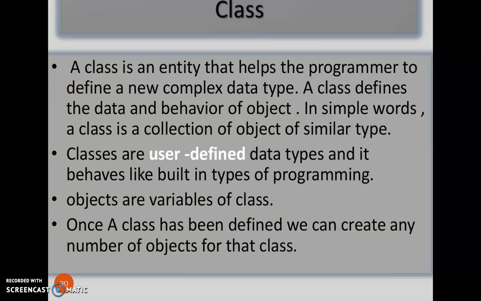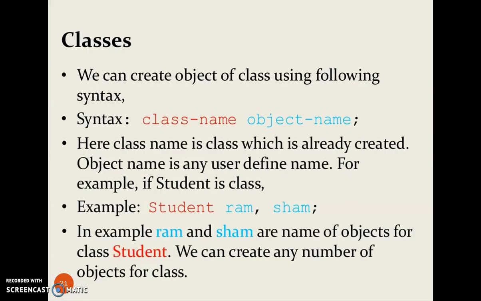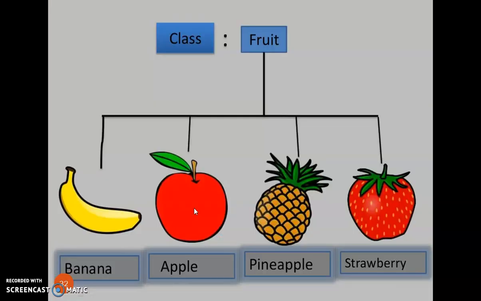The same thing is depicted here. You can create an object using the following syntax: class name followed by the object name. For example, you can have the class name Student and the object names Ram and Sham. Here Ram and Sham are the two objects created for the class Student. Another example: banana, apple, pineapple, strawberry. All these are characterized under the one class Fruit. Each fruit has some special features, functionalities and benefits also.